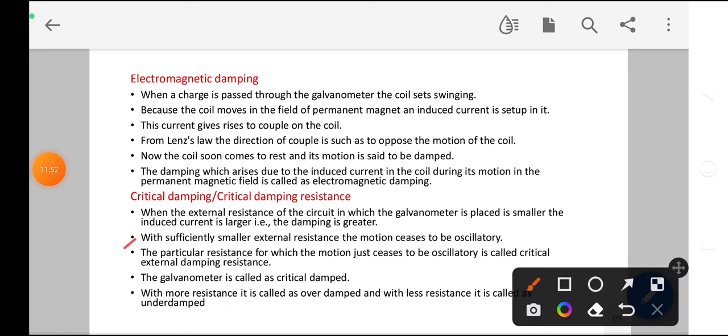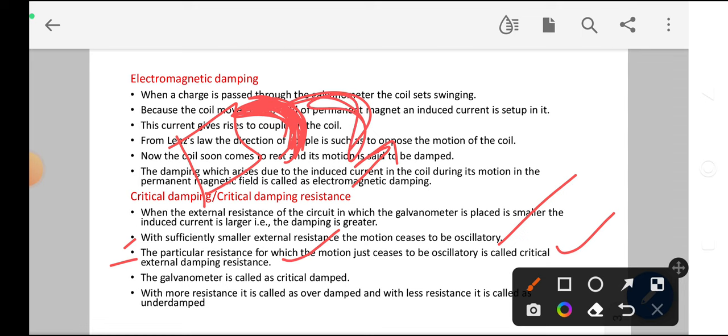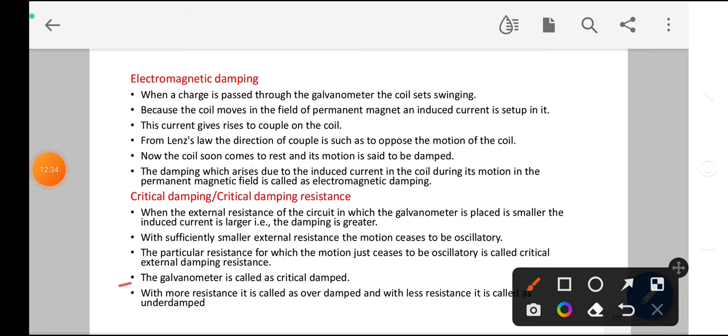The particular resistance for which the motion just ceases to be oscillatory is called the critical external damping resistance. That means at this resistance the coil moves continuously with the same amplitude, the same speed, the same swinging. That resistance is called the critical resistance or critical external damping resistance. Now the galvanometer is called critically damped.